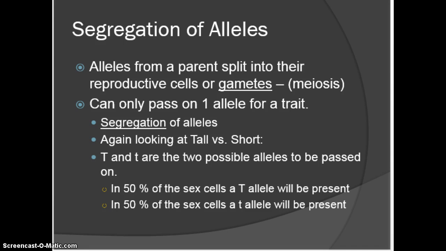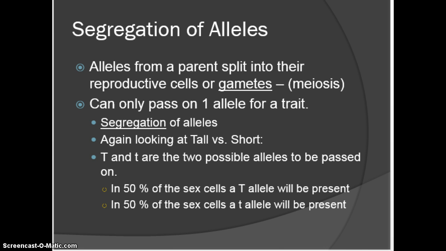So when we look at the tall versus short, in this F1, it must have gotten 2 from its parents, and now it's splitting those and giving 1 to each of its offspring. So the tall T, capital T, and the small t are the 2 possible alleles that can be passed on. So in 50% of the sex cells, it's going to have this tall T allele, and in 50% of the sex cells, the short allele is going to be present.